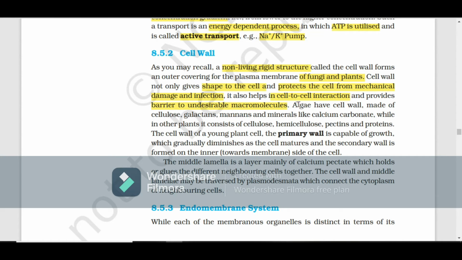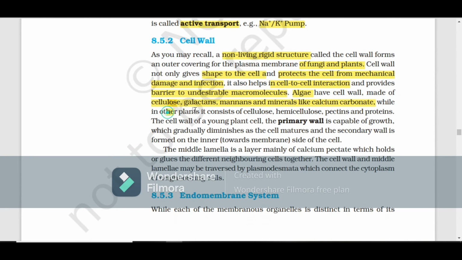Algae have a cell wall made up of cellulose, galactans, mannans, and minerals like calcium carbonate. While in other plants you can find cellulose, hemicellulose, pectins, and proteins. To be noted, both algae and plants have cellulose. In plants, as a continuation, hemicellulose, pectins, and proteins. On the algae side, we can find cellulose, galactans, mannans, and minerals like calcium carbonate.